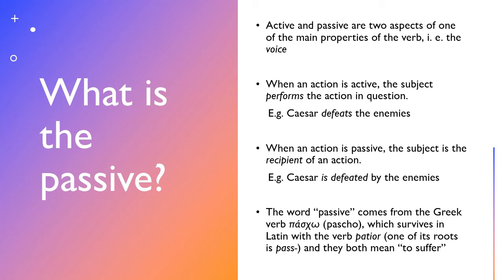So, active and passive are two aspects of one of the main properties of the verb, that is to say, the voice. So we learned earlier in the course that the verb has a voice. One of the properties of the verb is the voice, and the voice can be either active or passive. When the action is active, the subject actively performs the action in question. For example, if I say that Caesar defeats the enemies, he actively performs the defeat of the enemies.